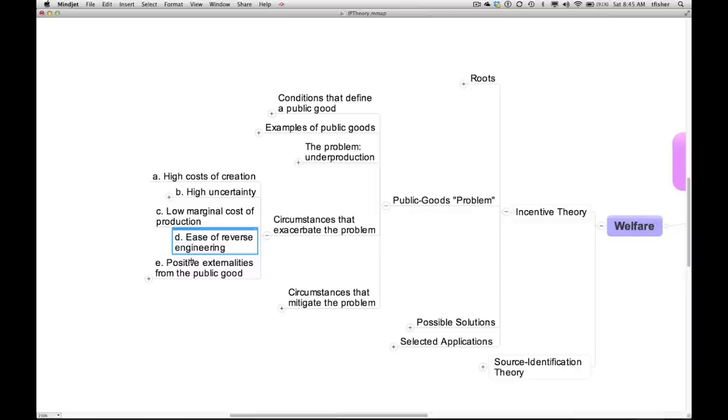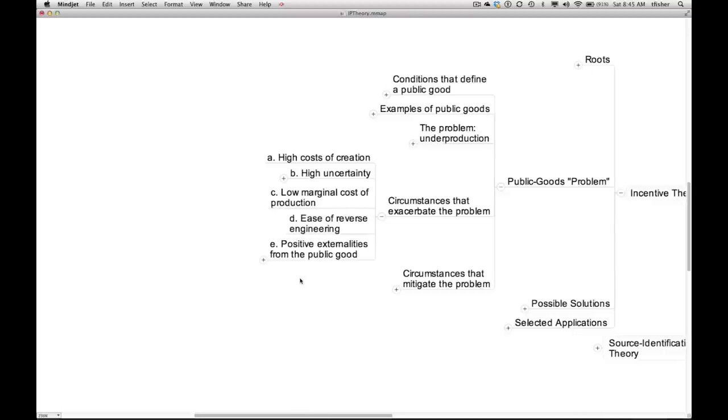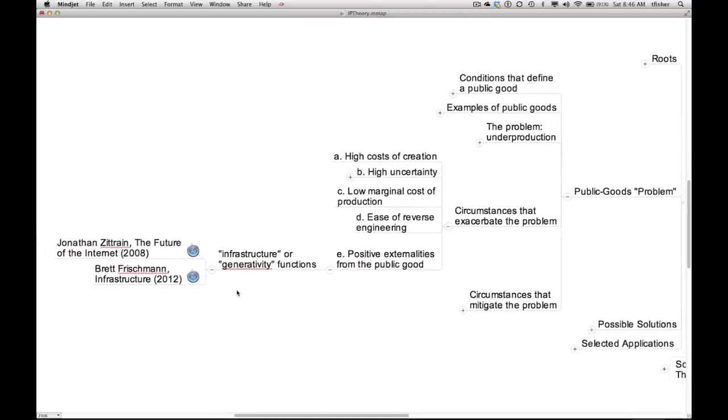Last but not least, the public goods problem is especially worrisome when the product in question has strong positive externalities, meaning that it confers benefits not merely on immediate consumers, but also on third parties. The context in which this issue arises most often is with respect to informational products that have infrastructure or generativity benefits, to use terminology developed by Brett Frischmann and Jonathan Zittrain. The key example is the set of protocols that underlie the internet. The reason that such externalities matter is that it would be especially tragic if the incentives for the creation and improvement of such things were insufficient to foment them.